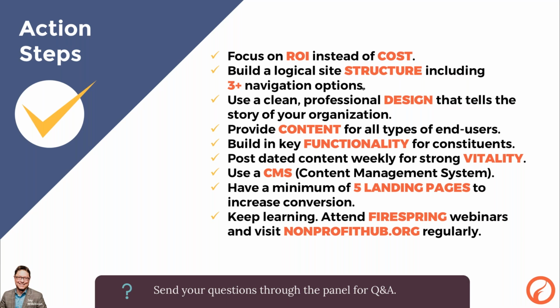What's the ROI? Build a logical site structure that includes 3 or more different ways to navigate through the website, like a search bar, a pull-down menu, and the high level hierarchy, between 4 and 8 options, never more than 8, never fewer than 4, because it gets complicated. Our brain doesn't really know how to compute that. Make sure that we have a design that pulls the end user's attention and tells the story of our organization, so we know who you are and what you're about.